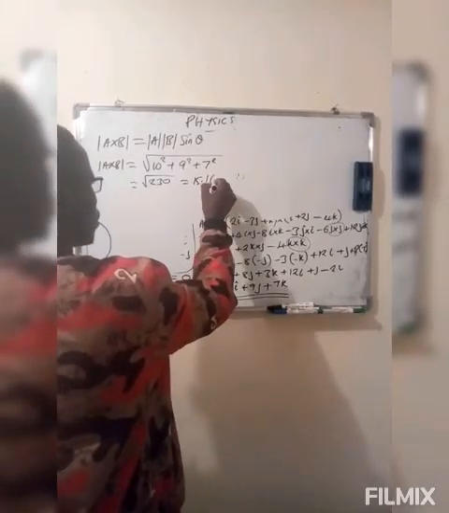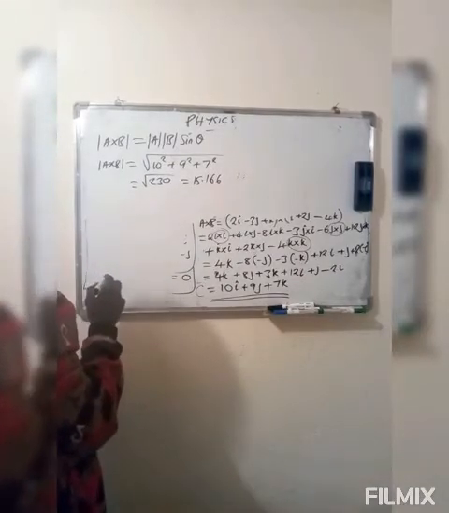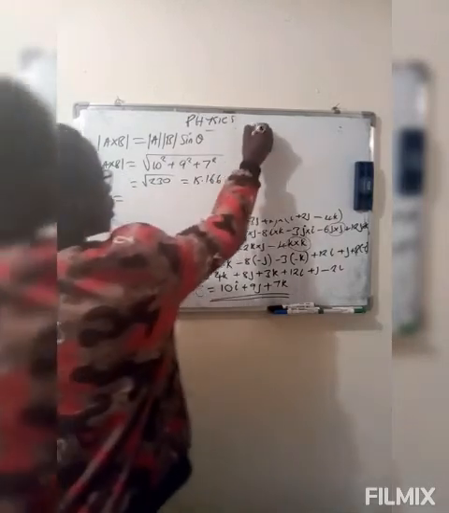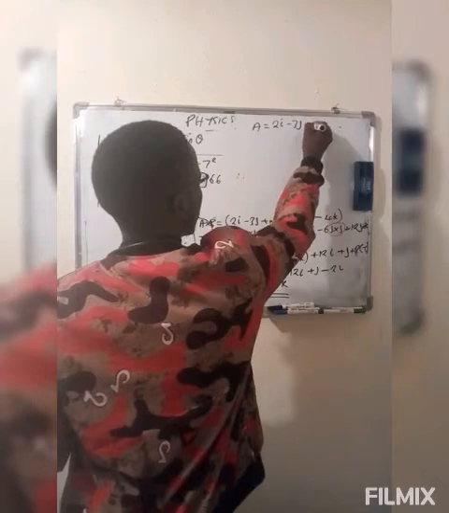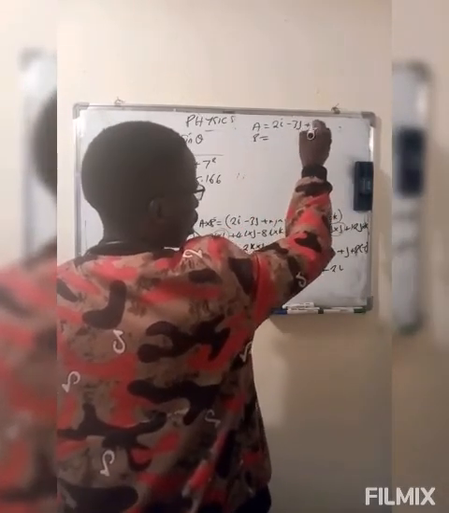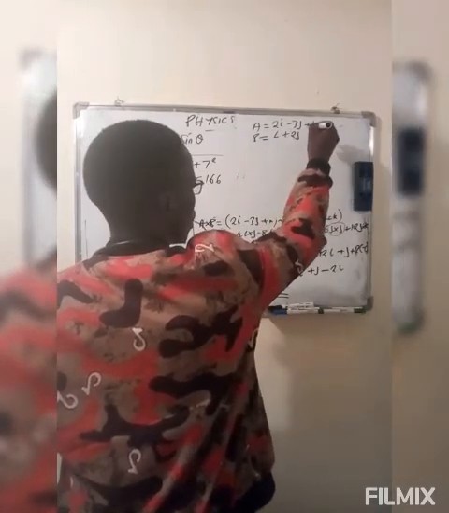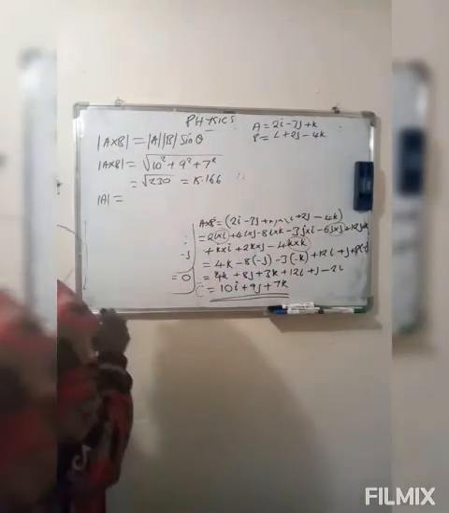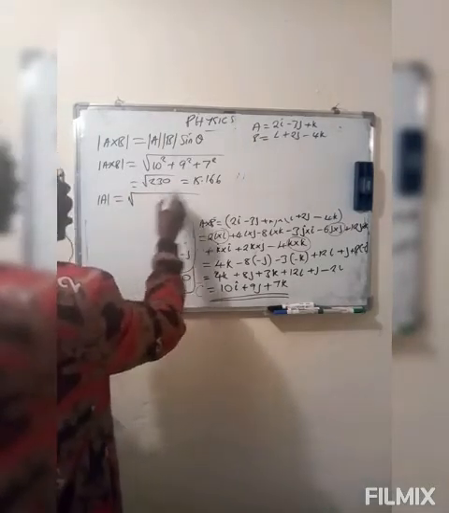And then let's get the magnitude of A. Remember A was 2i minus 3j, then plus k. Then B was i plus 2j, then minus 4k, something like that. So now we want to get the magnitude of A. This is going to be equal to 2 squared, plus negative 3 squared, and plus 1 squared. So this is going to be equal to the square root of what?